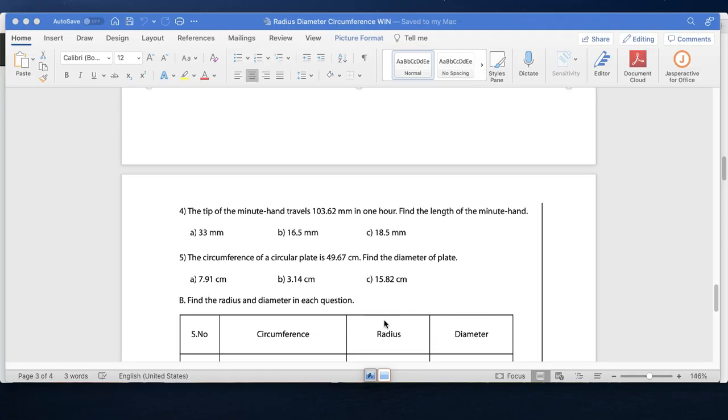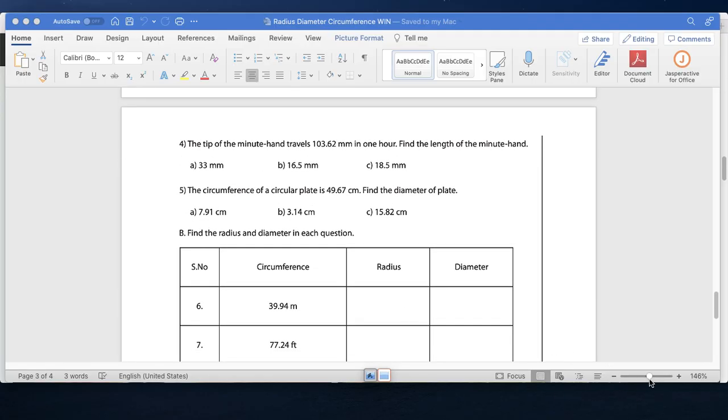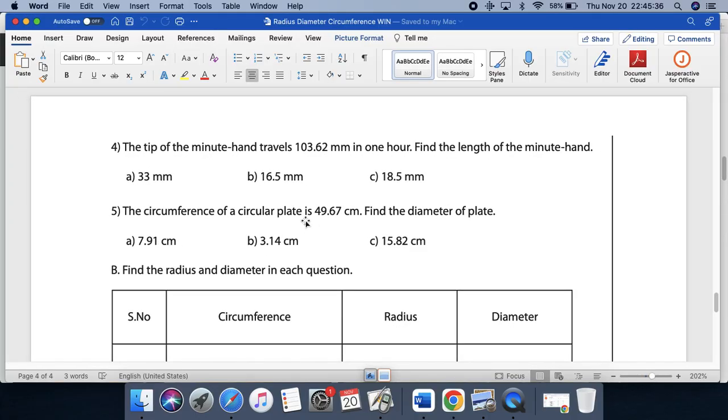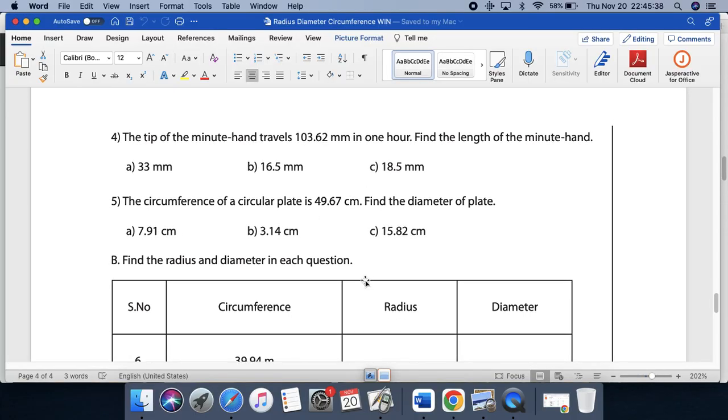Last section here. Let's see if I can make this a little bigger, because I can't see. Right. So same. I'm going to do 4 and 5.